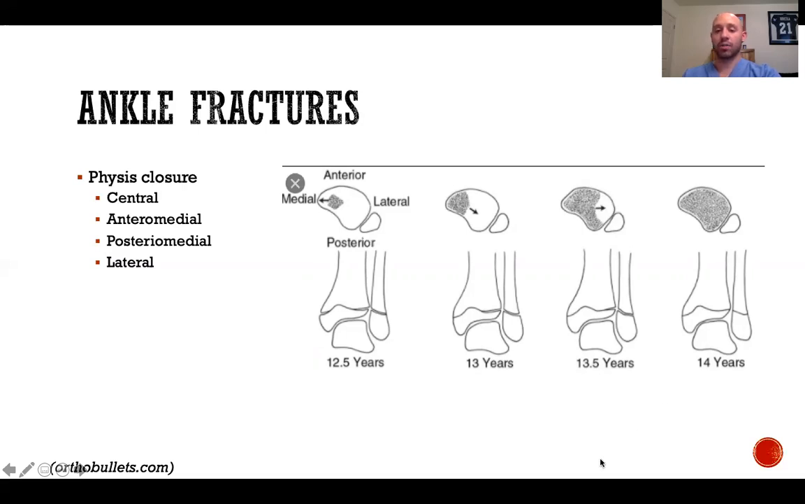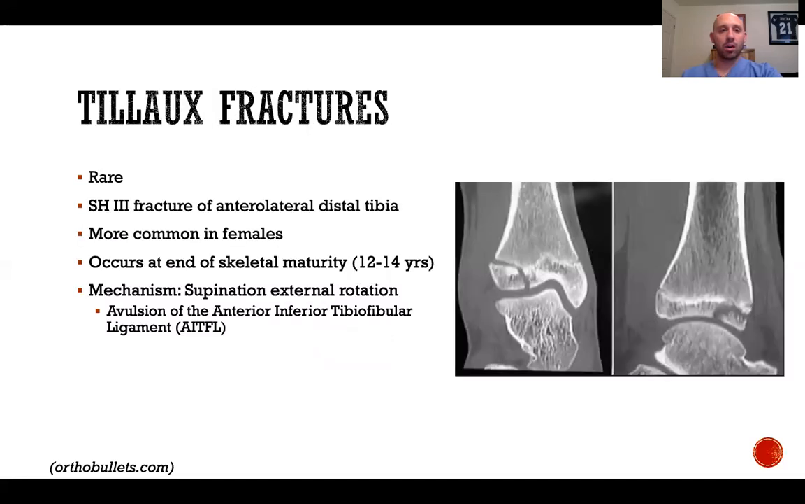And that is usually around 14 in kids. And so the way the physis closes is going to affect the way we have different fracture patterns in pediatric patients. And one of the most common examples of this, though the fracture is very rare, but a good example of this is a talon fracture. And so it's a Salter 3 or Salter-Harris 3 fracture of the anterolateral distal tibia.